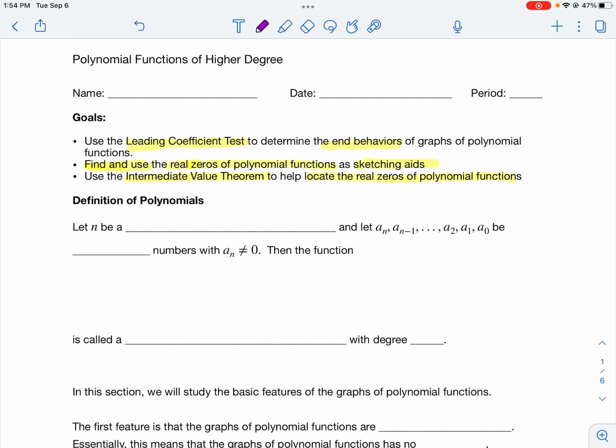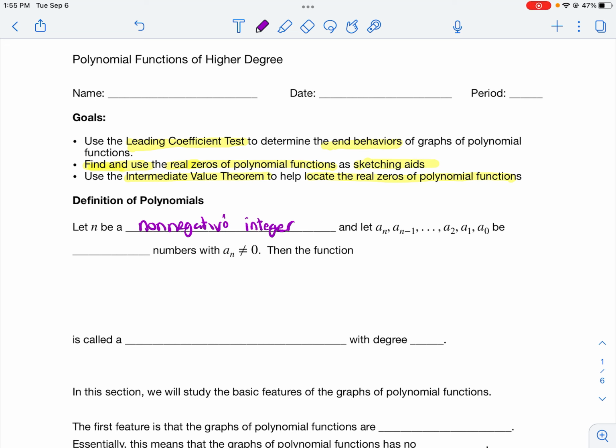So first thing, let's get a little definition of polynomials. What is a polynomial? Since we're going to be using it for this entire unit, we need to know what it is. So let n be a non-negative integer. Now remember, integers are positive or negative whole numbers like 1, 2, 3, 4, 5. In this case, non-negative integer means 0, 1, 2, 3, 4, 5, and so on.